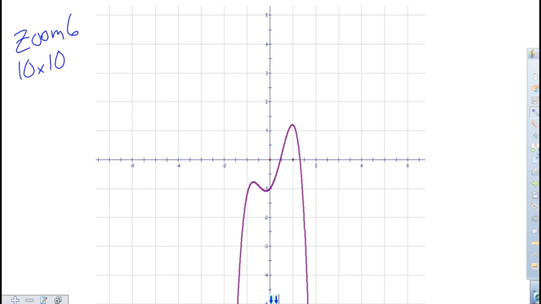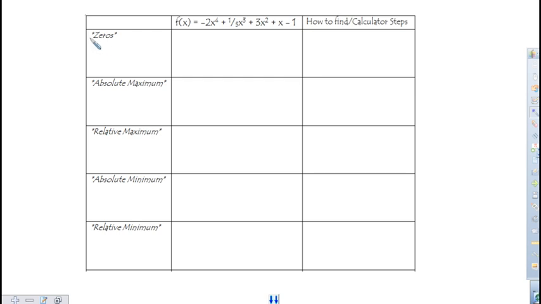So if you look at what we're looking for, we are looking for zeros. Remember that zeros, roots, they are just the x-intercepts. And that means that it should be a coordinate. Your absolute maximum is your highest point. So it should be a coordinate as well, and it should only be one coordinate.